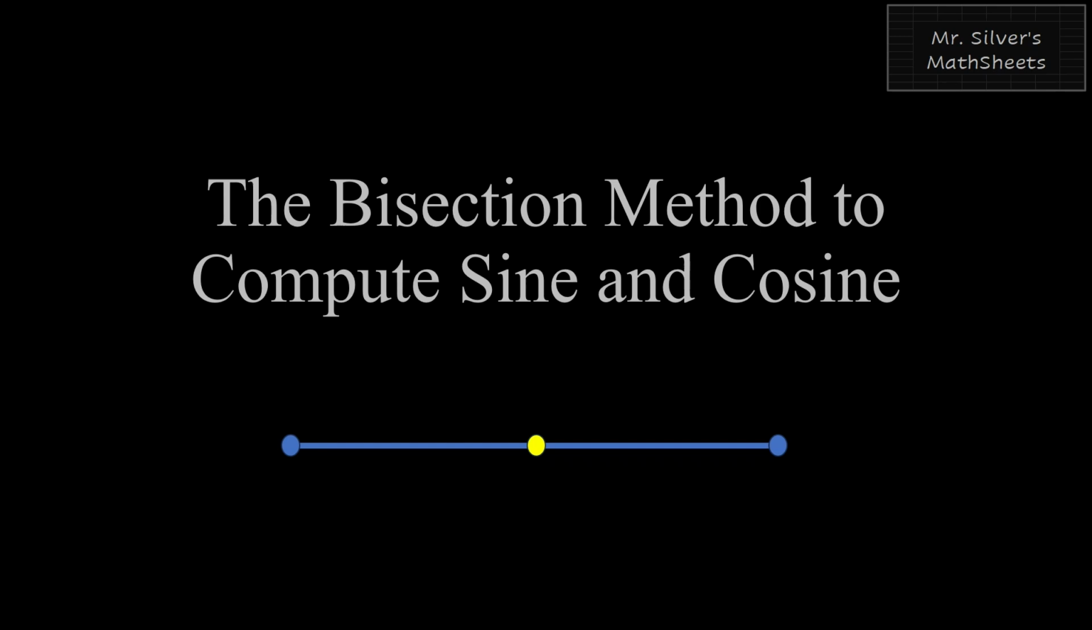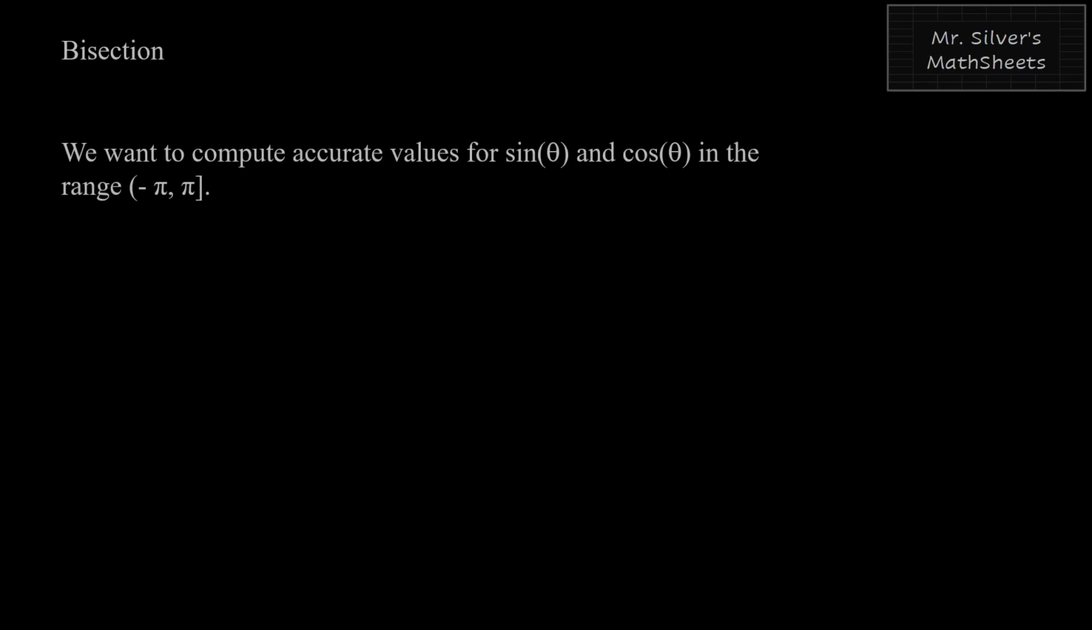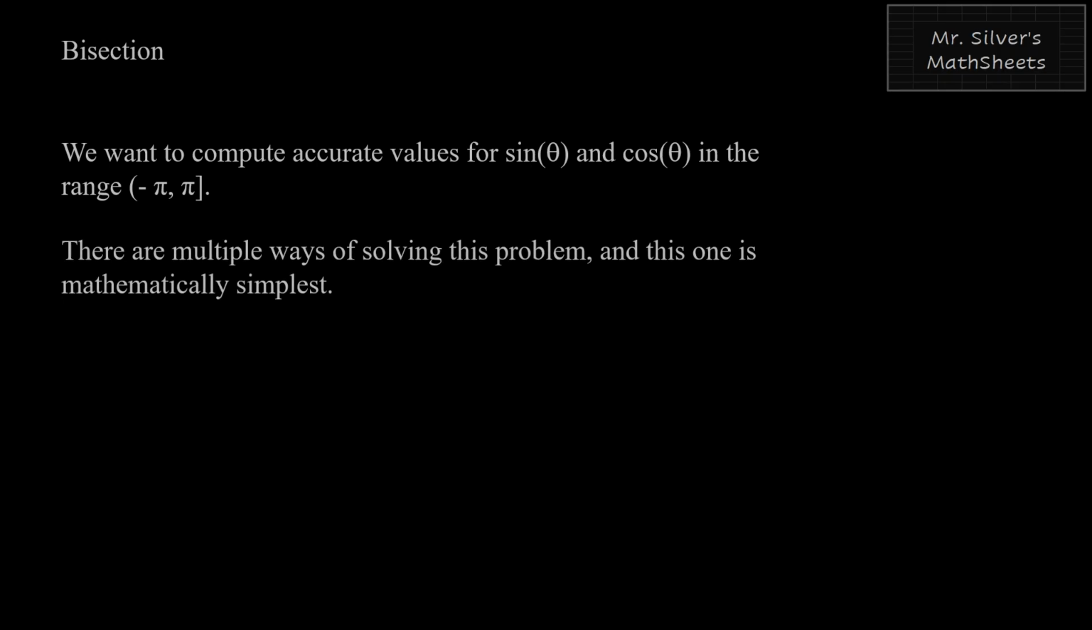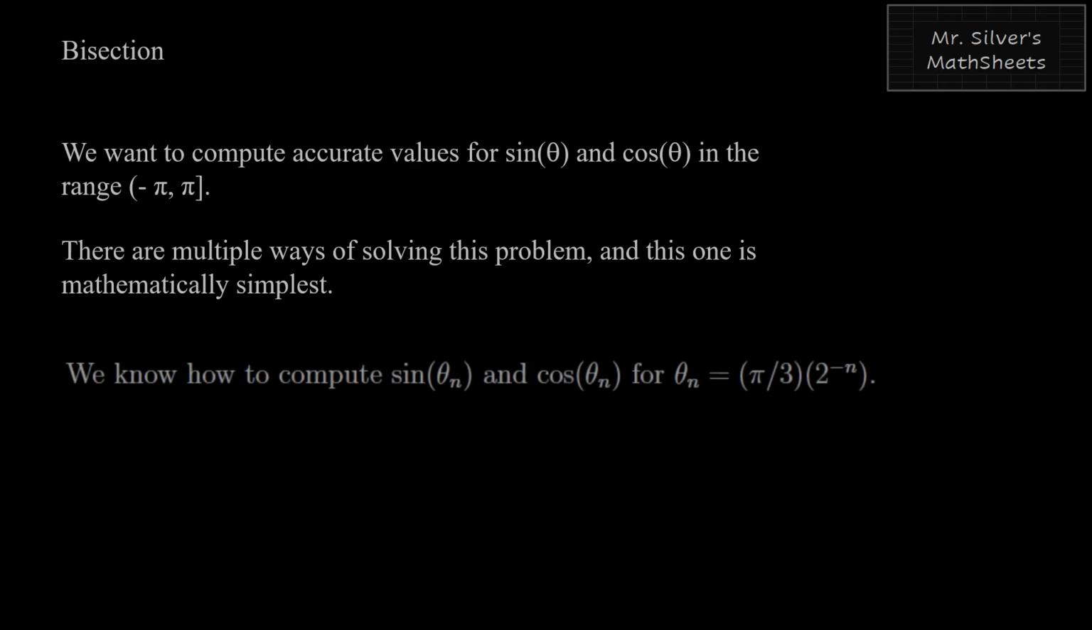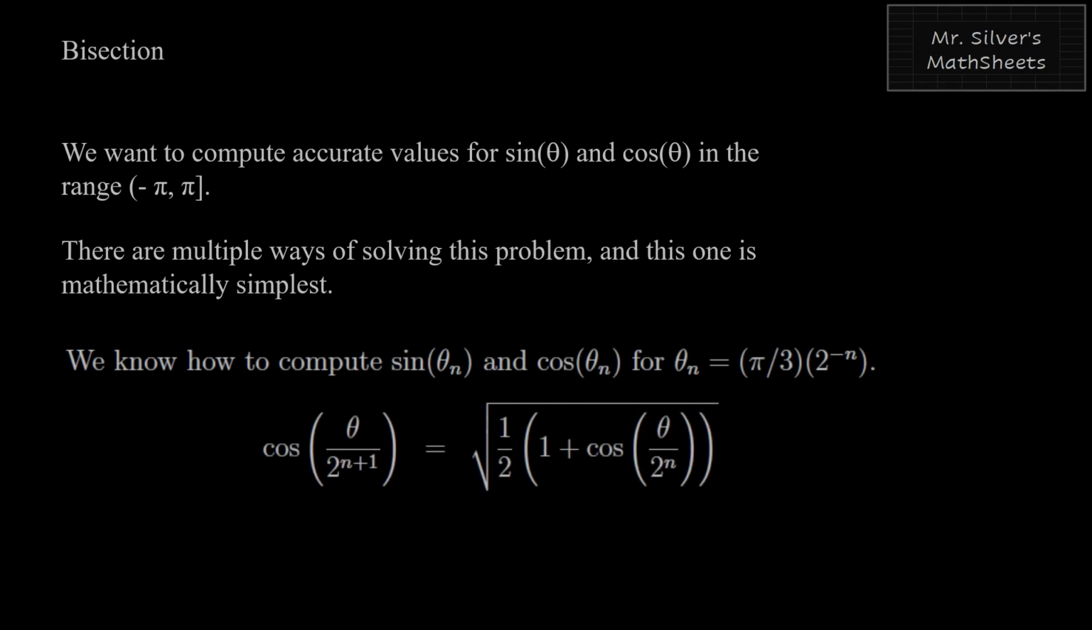Okay, today we'll talk about the bisection method to compute sine and cosine. With the bisection method, we want to compute accurate values for sine and cosine in the range from minus pi to pi. There are many ways of doing it. This way is actually the simplest. We know how to calculate sine and cosine for many values.